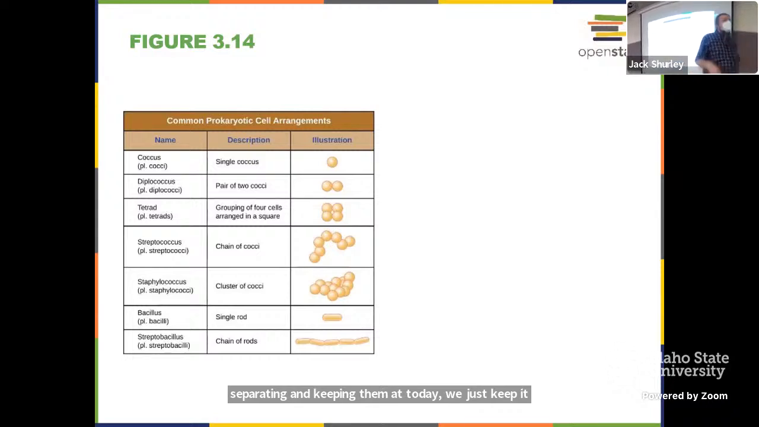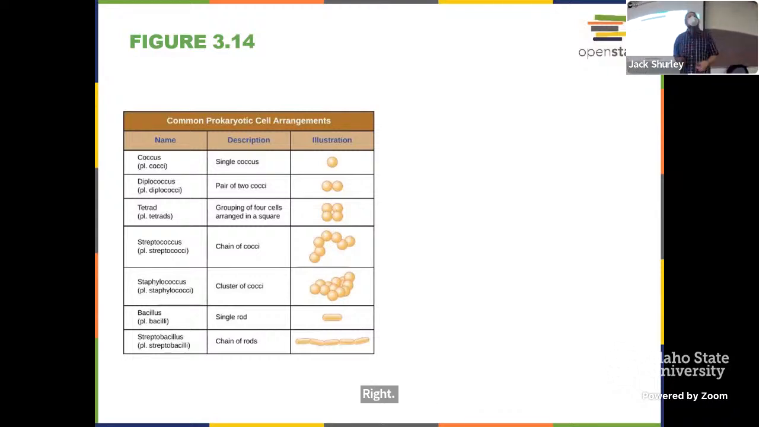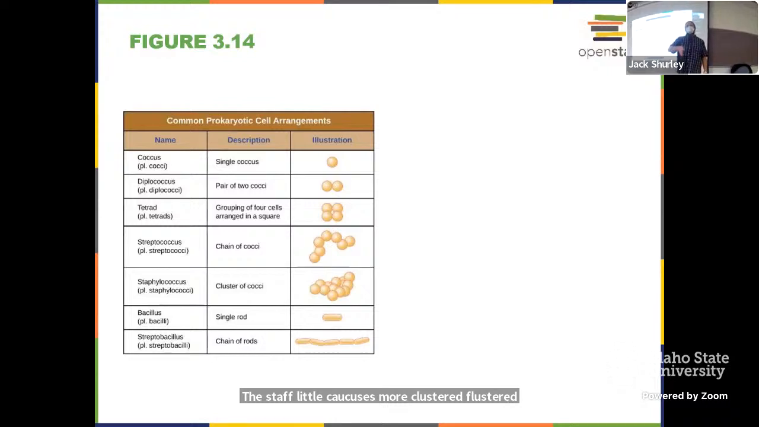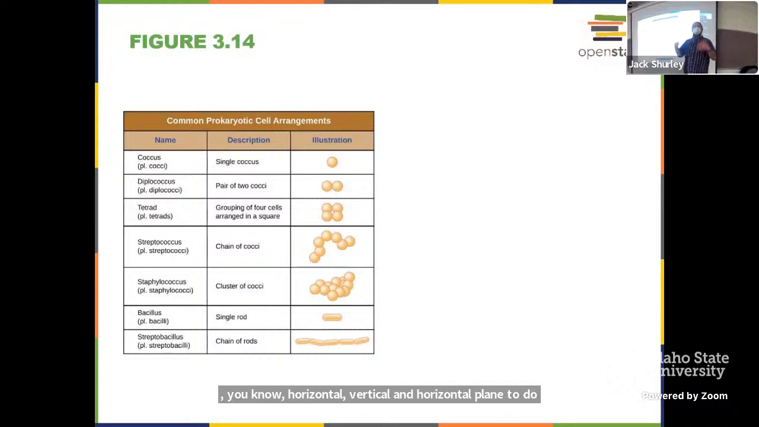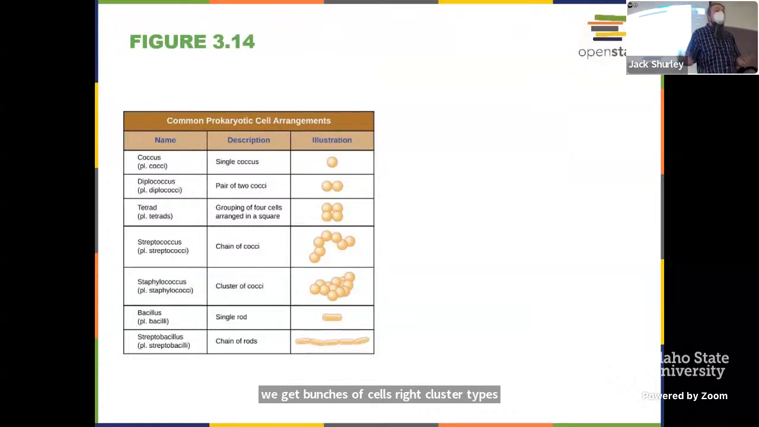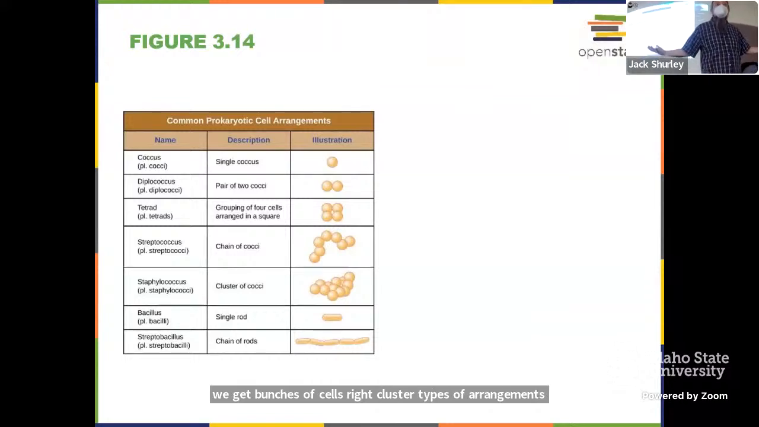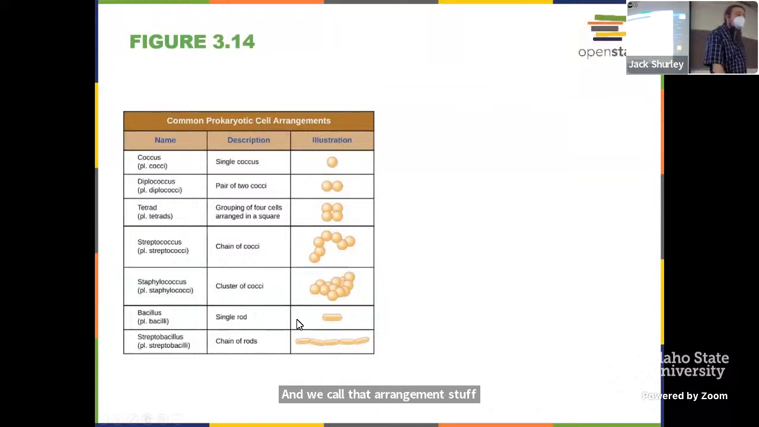The staphylococcus is more clustered, and instead of horizontal, vertical and horizontal planes of division to give us the diplo or the tetrad arrangement, this is all sorts of random, right? Different angles. And so we do get some little bits of chaining, but we also get all sorts of other angles that we're dividing, and we get bunches of cells, right? Clustered types of arrangements. And we call that arrangement Staphylococcus or Staphylococci, right?